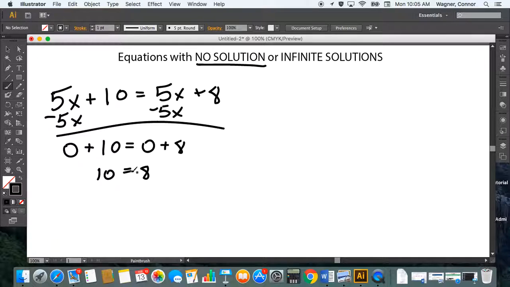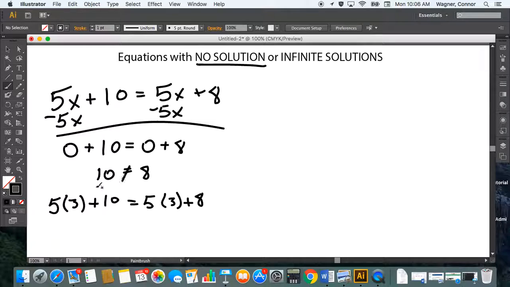And any first grader can tell you 10 does not equal 8. So this is not true. And because this is not true, we have found an equation that has no solutions. No matter what we put in for x, we cannot make this side of the equation equal this side of the equation. Let's just test that out. Let's plug in a 3 for x: 5 times 3 plus 10 equals 5 times 3 plus 8.